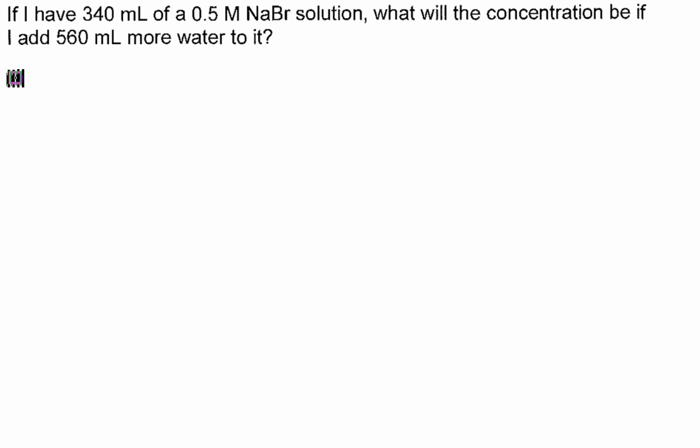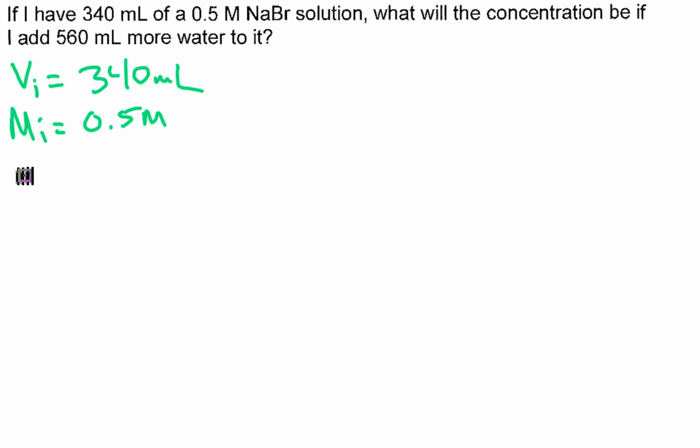So what we have is an initial volume, we'll call it VI, or V1 if you'd like, to be 340 milliliters. And when our volume is that, our molarity is 0.5 molar. And we want to know what the concentration will be if I add 560 more milliliters to this. So our V2 is going to be 560 milliliters plus our original 340 milliliters.